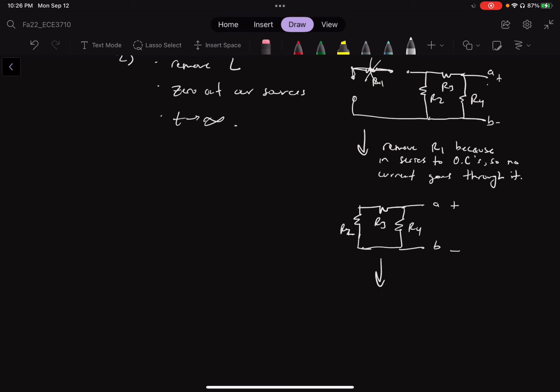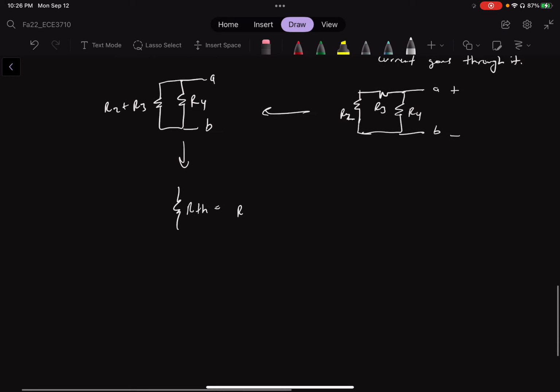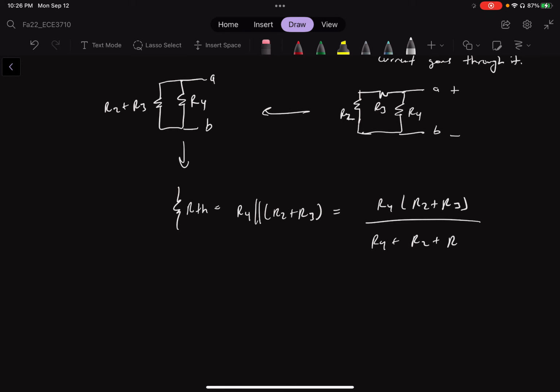And then we could take it a step further because we notice R2 and R3 are in series. Now we have this resistor, and this is A, this is B, this is R4, this is R2 plus R3. We could take it one step further, and now we have our R Thevenin, which is equal to R4 in parallel to R2 plus R3, which is equal to R4 times R2 plus R3 divided by R4 plus R2 plus R3.